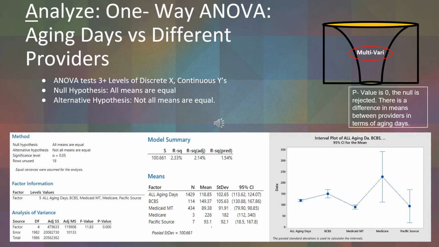The null hypothesis from this test was that all the means of aging days are equal. The alternative hypothesis was that not all the means are equal. Through this test, we discovered the p-value is 0. This means that we reject the null hypothesis and can confidently say there is a difference in aging days with different providers. Blue Cross Blue Shield had an average of 149 days, which was high given they had 114 individuals in the outpatient program. Next, we will move into the improve phase.